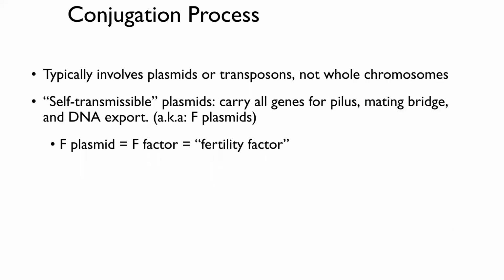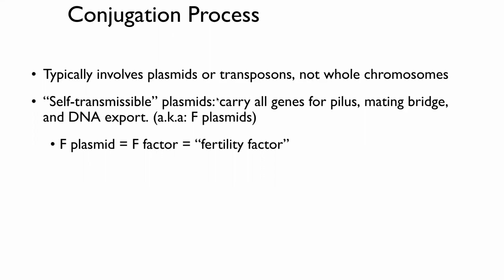So let's talk about this process as a whole. Now, conjugation typically involves the movement of plasmids, or pieces of DNA called transposons or transposable elements, but it never involves the transmission of whole chromosomes. It's typically just small pieces of DNA.